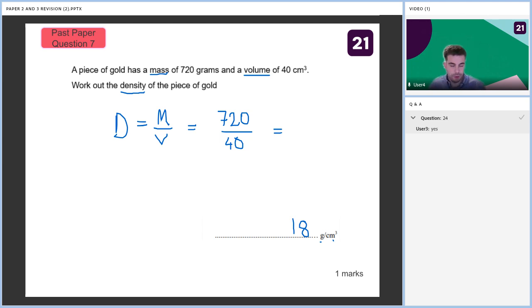The only thing to look out for on questions like this is just be careful of your units. The question measures the mass in grams and the volume in centimeters cubed, and that's exactly the units of density that we see in the bottom right corner here.